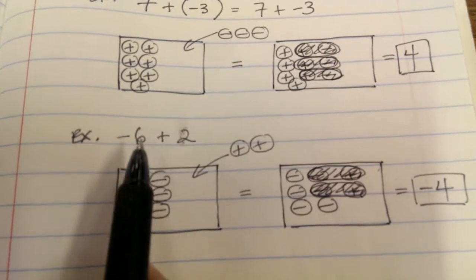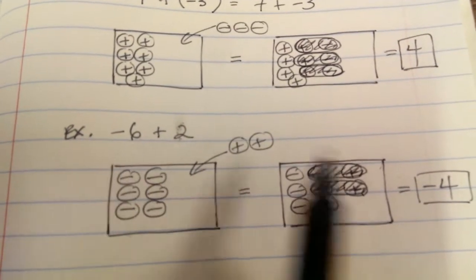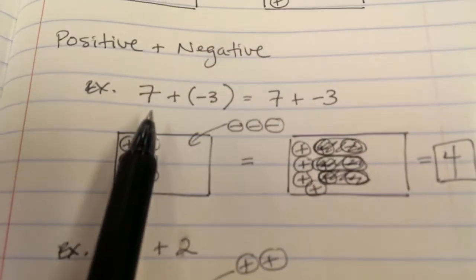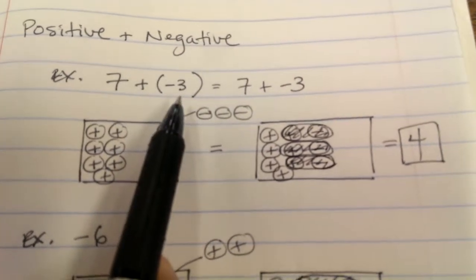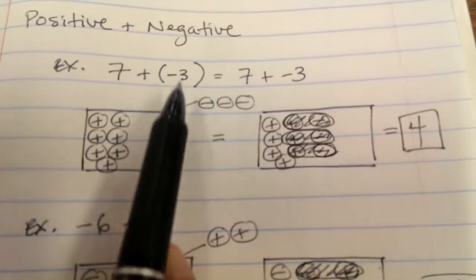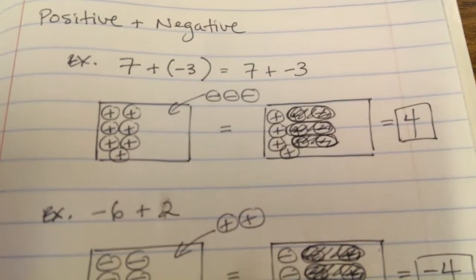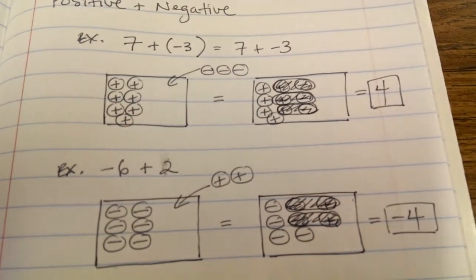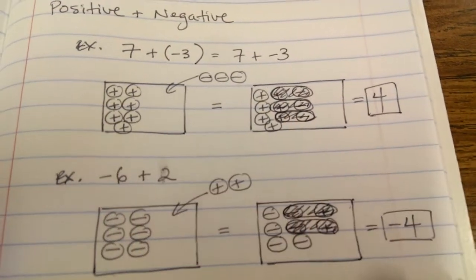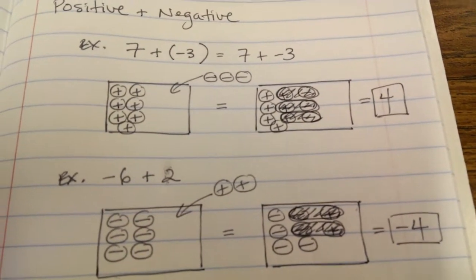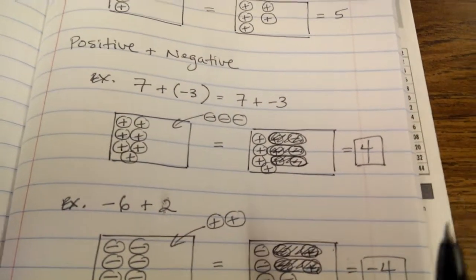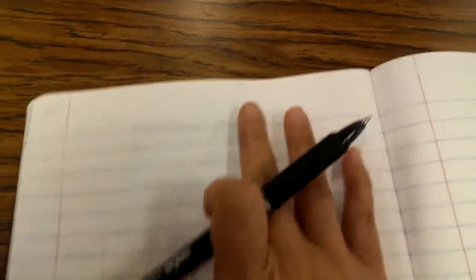You had more debt here and you didn't pay enough to cover the debt, so you still owe money. Here, you had $7, you owed 3, so you had enough to cover this debt and have money left over. So you can always think about it in terms of money if you're confused. Okay? But this is how we model positive plus negative. Now, our last example for modeling.